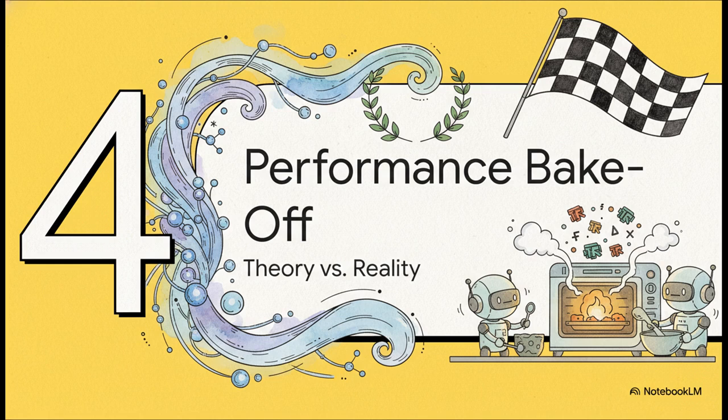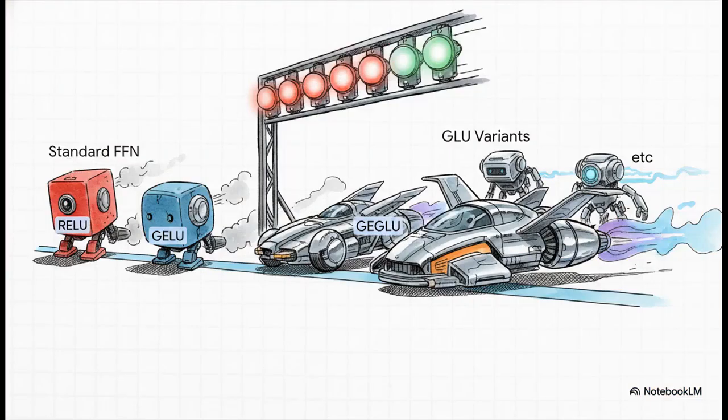All right, so the theory is beautiful, but does it actually work any better? Well, the paper puts this to the test in what I'm just going to call a performance bake-off. Let's see who wins. So in one corner, we have the reigning champs, the standard FFNs using ReLU and another function called GLU. And in the other corner, we have a whole family of these new GLU challengers. We're talking GEGLU, ReGLU, and of course, the now famous SwiGLU. The stage is set. Who's going to come out on top?